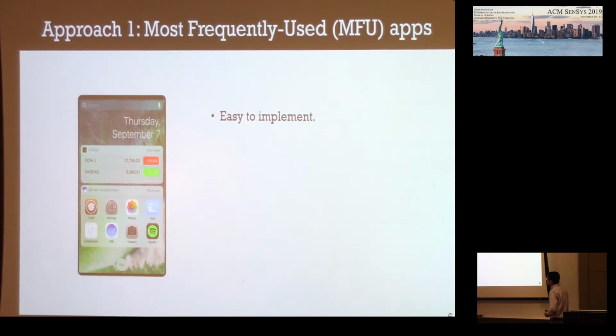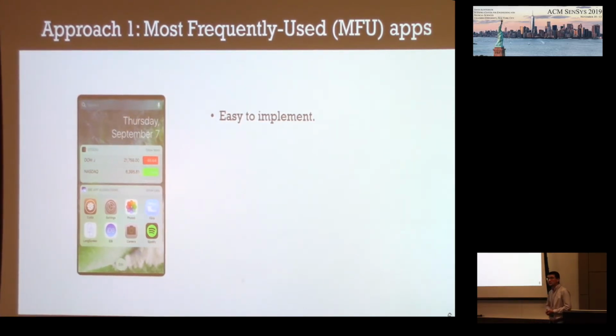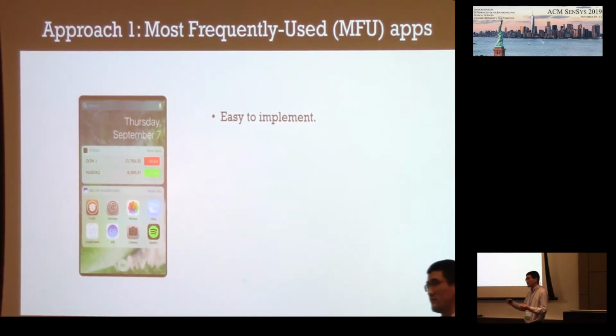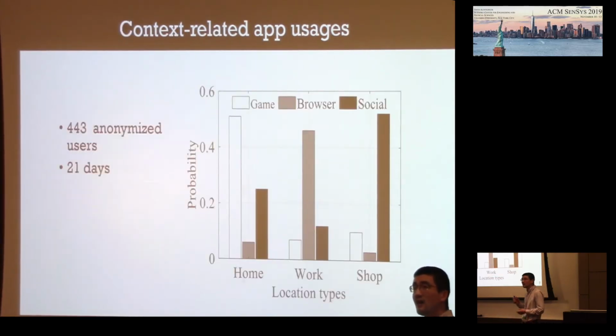The most commonly used method to do application usage prediction is based on the most frequently used app. Like Siri, Apple suggests that the next applications that the user will use are based on the most frequently used application. It is easy to implement because if you have the historical data, you just need to find the most frequently used app. But the problem is that this method does not consider the context information.